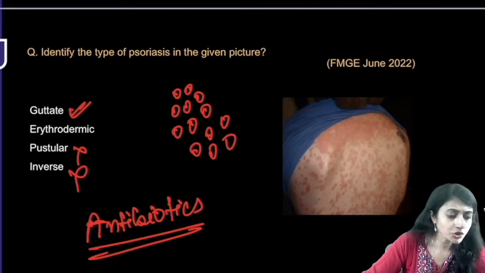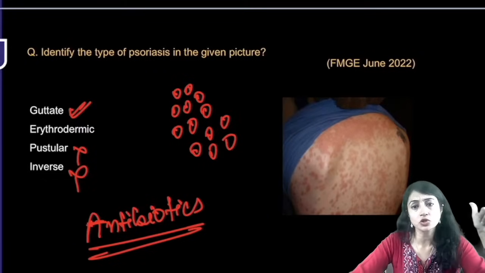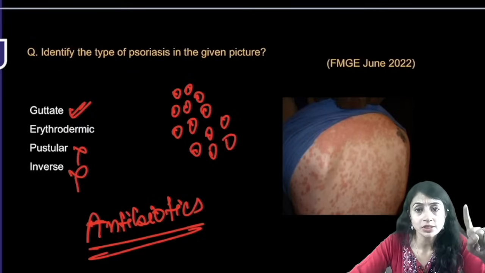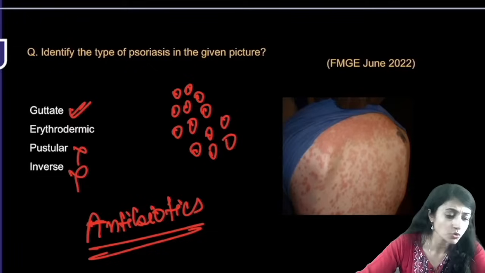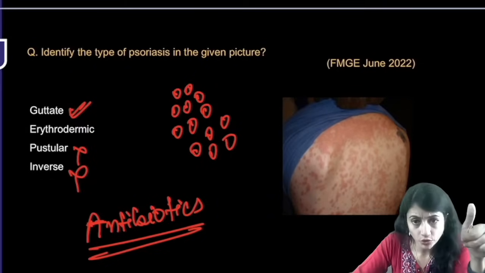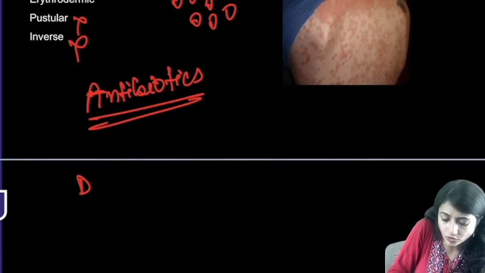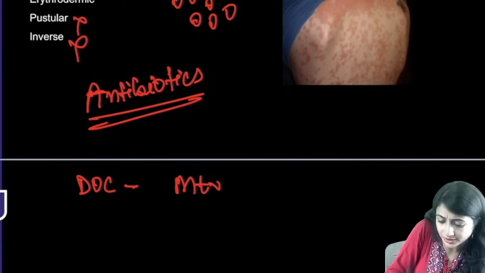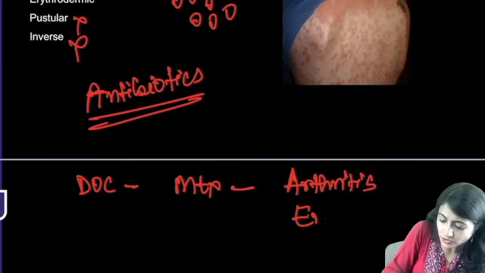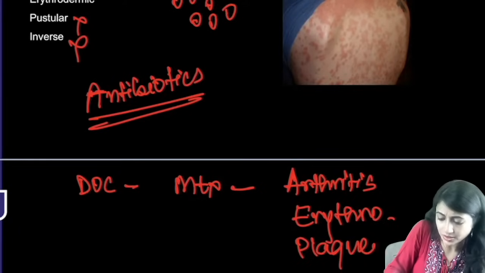Okay, some of you mentioned steroids. Tell me what type of psoriasis you use steroids. There is only one type of psoriasis where you use oral steroid. Otherwise, you never give steroids in psoriasis. What is that? Methotrexate is in general the drug of choice for psoriasis. So I'll quickly revise with you. So drug of choice is methotrexate, especially in cases of arthritis, in erythrodermic psoriasis, and in plaque type psoriasis.